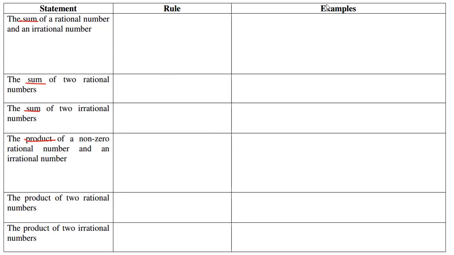So for the most part, when I'm talking about a rational number, I'm going to use whole numbers because those are always rational numbers. I can always write a whole number as a fraction or a ratio. And when I'm talking about irrational numbers, I'm most likely going to use square roots because most square roots are irrational numbers unless they are perfect squares.